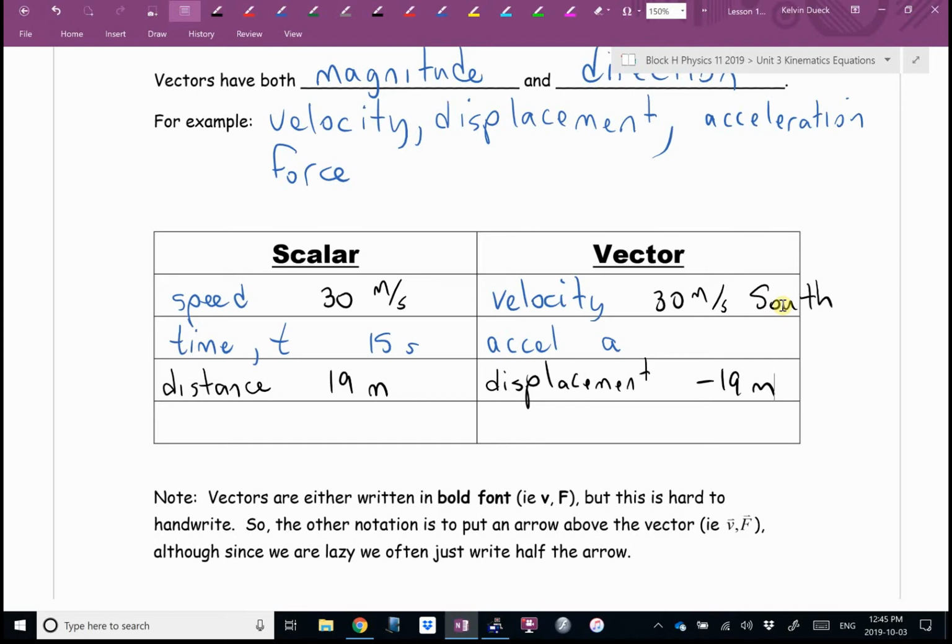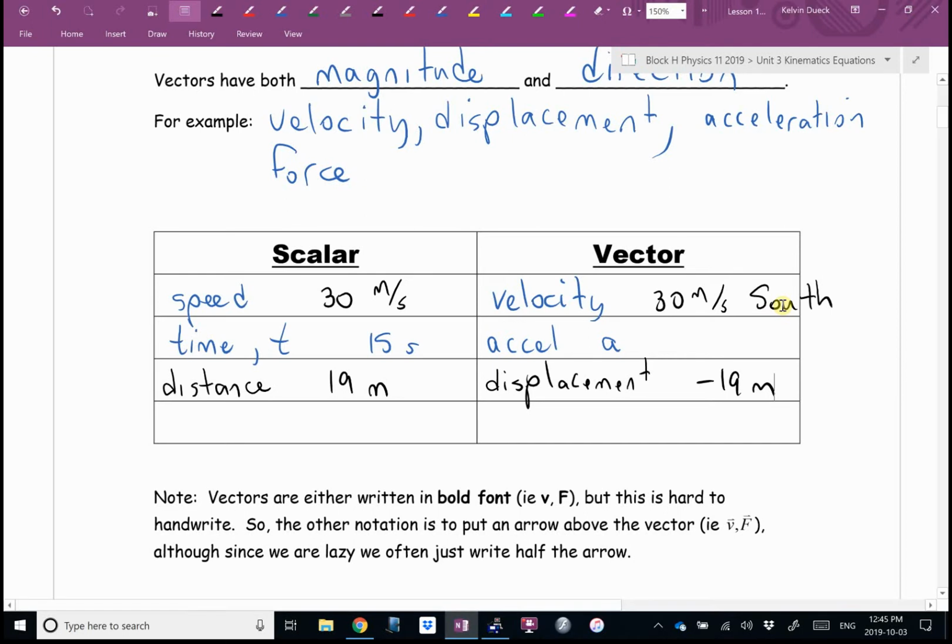In Physics 11, we're going to keep everything in a nice straight line. And so typically, if we want to show that something is moving forwards, we'll call it positive. If we want to show that something is moving backwards, we'll call it negative. If something is moving up, we'll call it positive. If something is going down, we'll call it negative. Those will be our big ones. Now, we won't stick with that always.